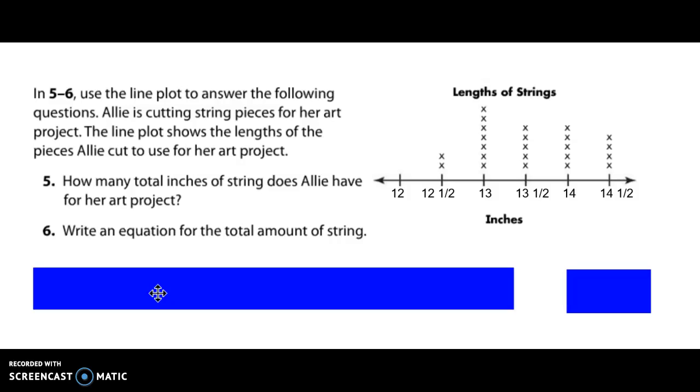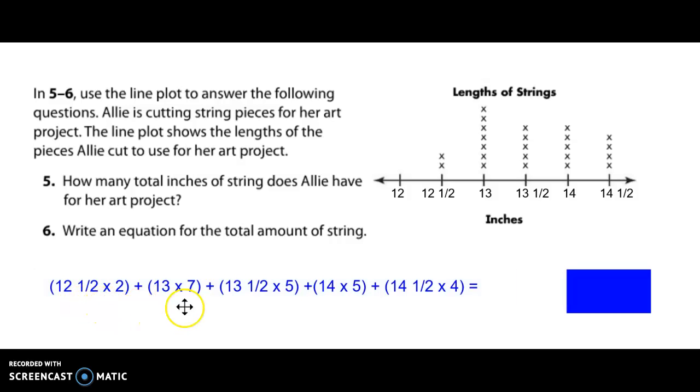Okay, so here's our equation. So 12.5 times 2 plus 13 times 7 plus 13.5 times 5 plus 14 times 5 plus 14.5 times 4. Okay, now this does get a little bit more complicated. If you remember how to multiply mixed numbers, that would work here.